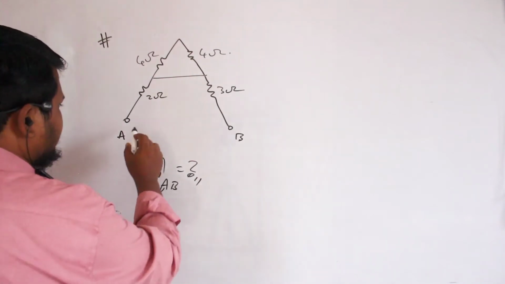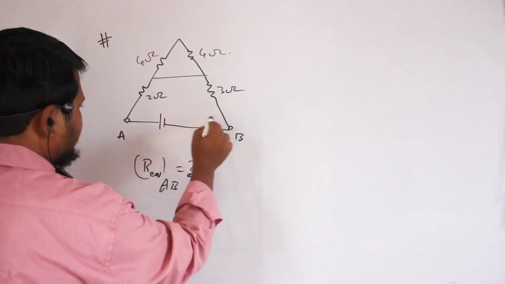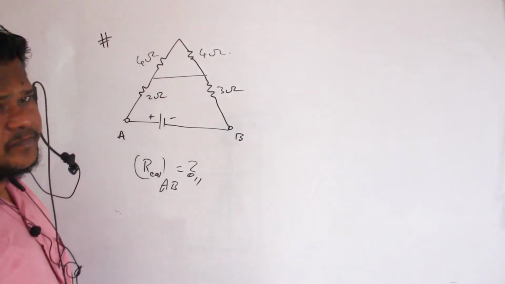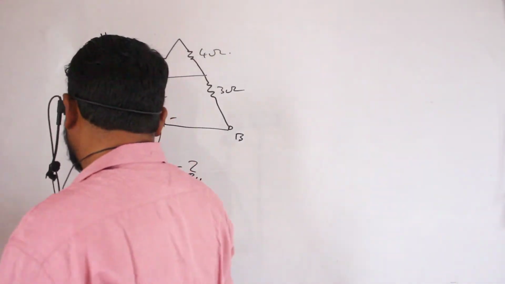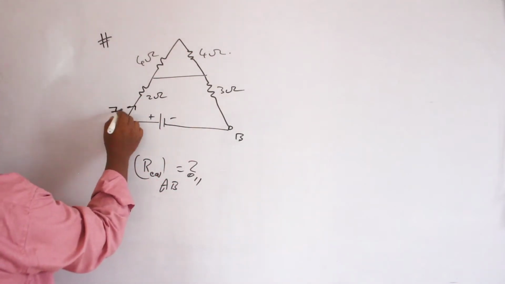So A and B means what? These two terminals are connected by a battery. A and B are connected to the terminals of a battery. So current is produced here. Let I amount of current be produced.